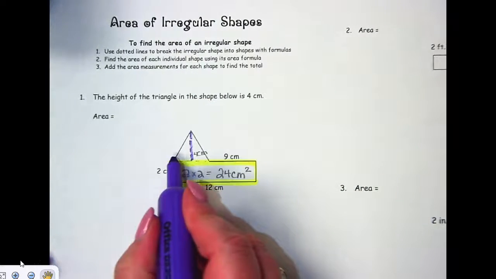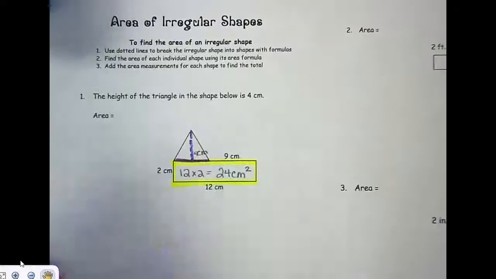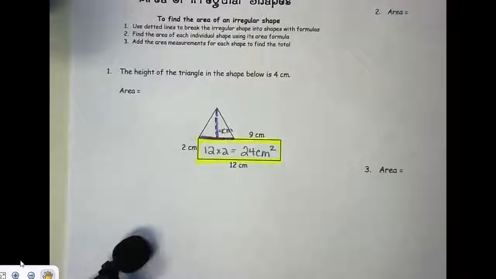But what's this base right here? How am I going to find that base? There's no number there. So here's where I've got to do a little bit of thinking. I've got to do a little bit of math. So what do we know about the base of the rectangle? What's the base of the rectangle? Somebody besides Grace.